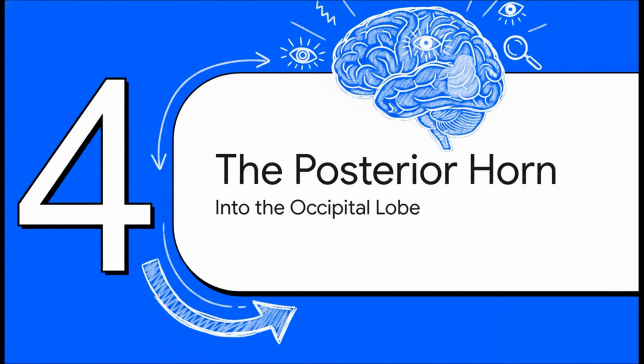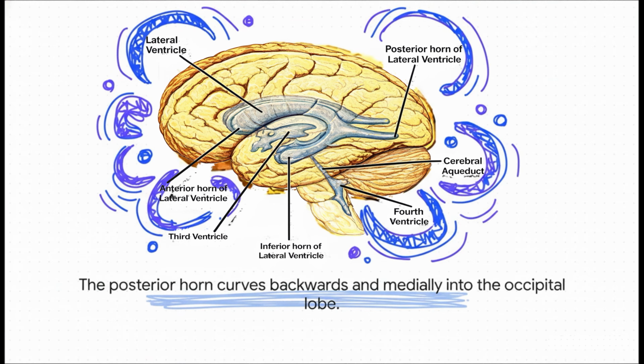All right, let's keep going on our tour. We're now curving backwards into the posterior horn, which, you guessed it, extends right into the occipital lobe, the brain's visual processing center. So take a look at how the posterior horn curves both backward and inward, sort of toward the midline of the brain.